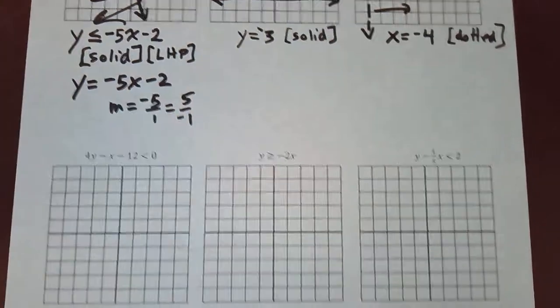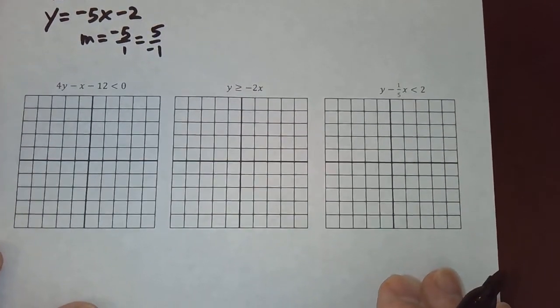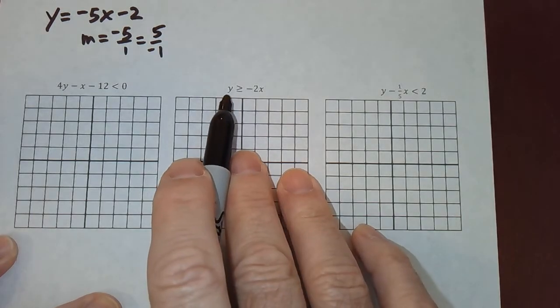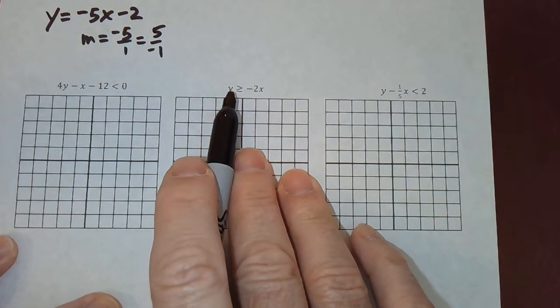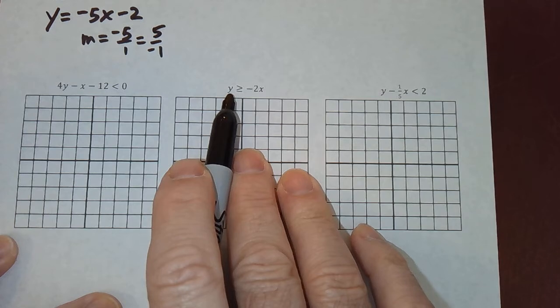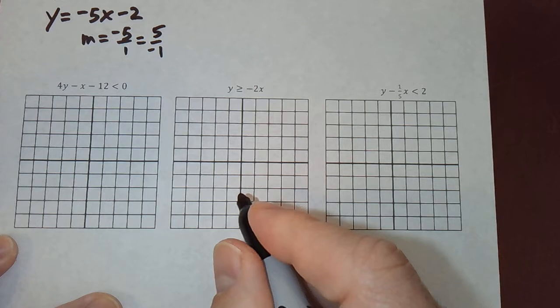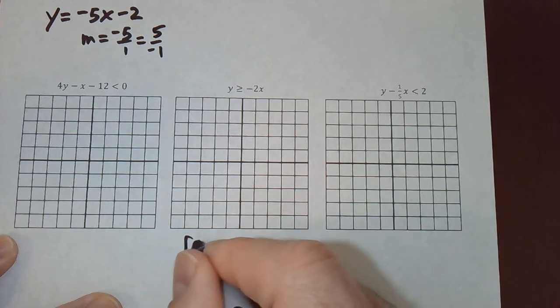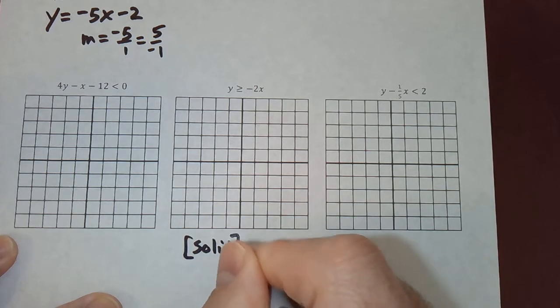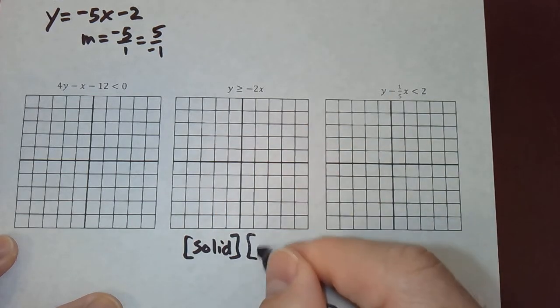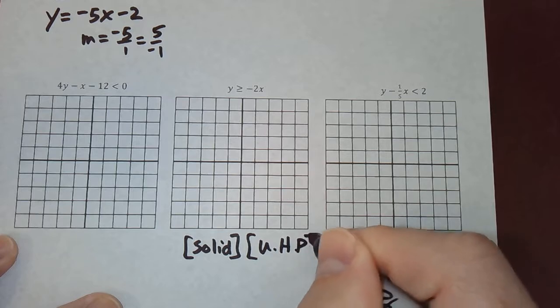Okay, let's get down to the bottom three. Once again, I think I'll start with the middle one because it looks like it's the easiest. So it's a greater than or equal, and it's already in y equals mx plus b form. We have y by itself on the left. So it's a greater than or equal, so it's got the equal. I know I'm going to do a solid line. And it's greater than, so upper half plane.